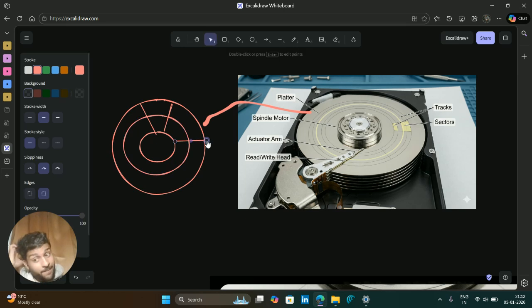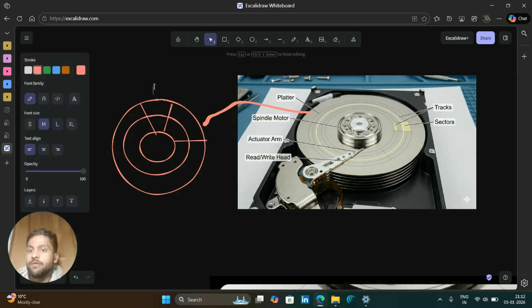Now you see many hard disk drives, in each sector they allow only 512 bytes, and some allow 4 kilobytes. So the operating system says that it will not take 512 bytes, it will take 4 KB together.